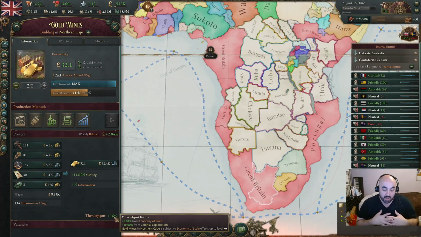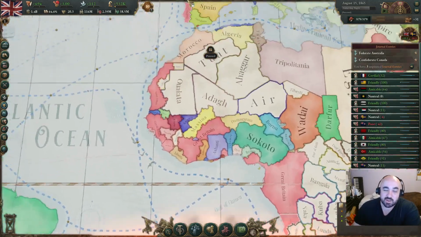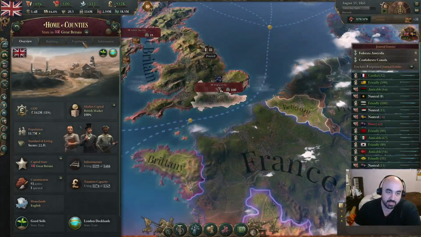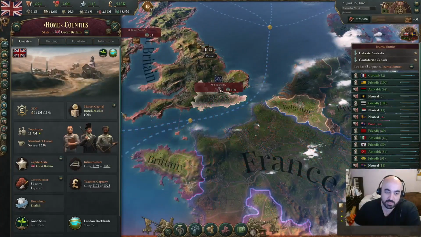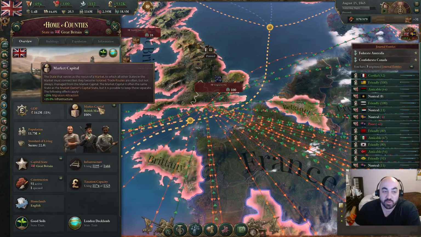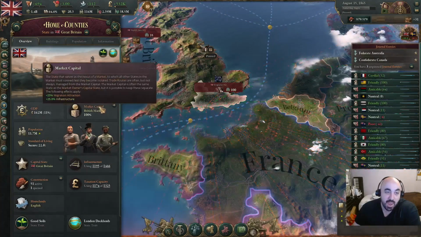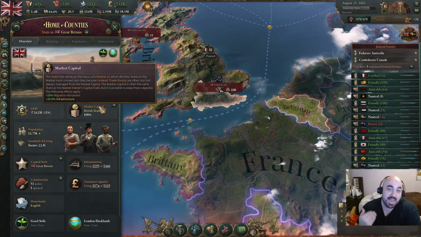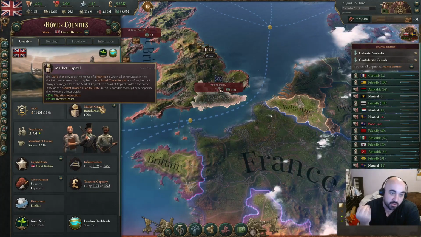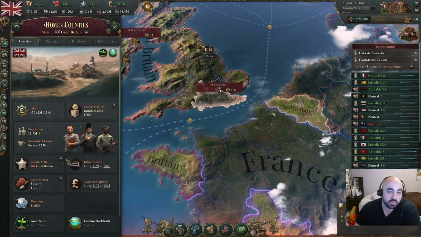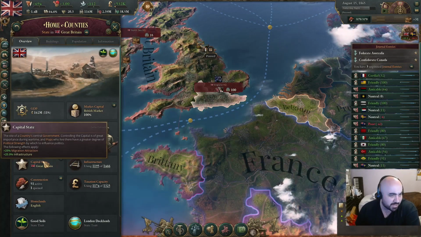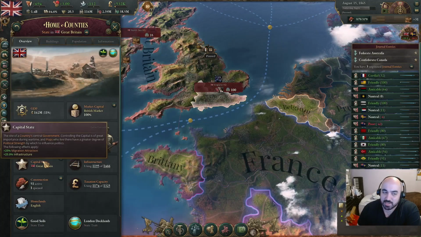Okay, so those are the broader features. Now let's cover two more things that are like incorporated versus unincorporated, but not quite. And that is your market capital and your capital estate. Your market capital will give 25% migration attraction and 25% infrastructure, so it is in essence very similar to a super incorporation. It will also give increased political power for your capital state, except I think this tooltip is bugged. I don't think it's supposed to give migration attraction and infrastructure.